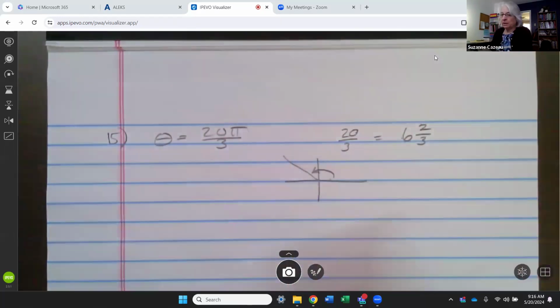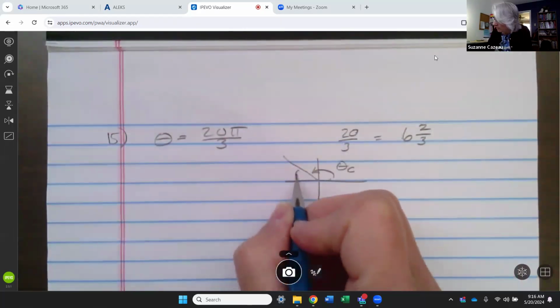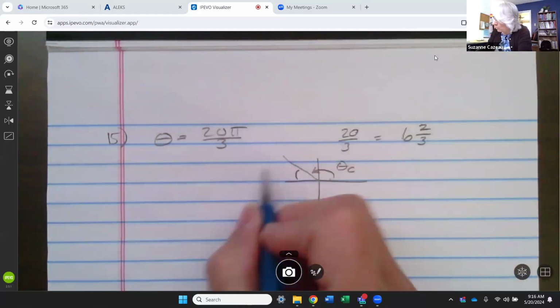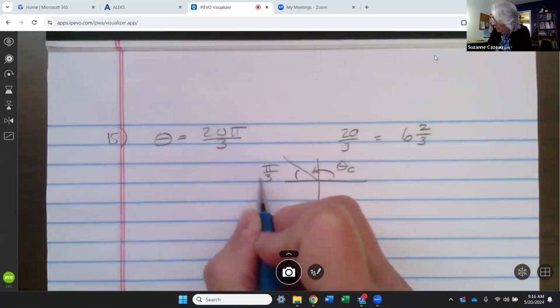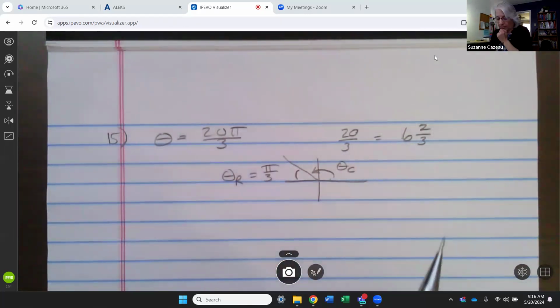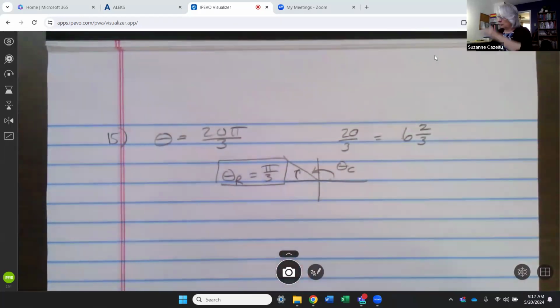So this is going to be theta sub c. And this one in here is theta sub r. And this is 2/3, so this is 1/3, or pi over 3. That is your reference angle. That's what they want. Yep, reference angle. So there's your reference angle. Pi over 3, right in here.